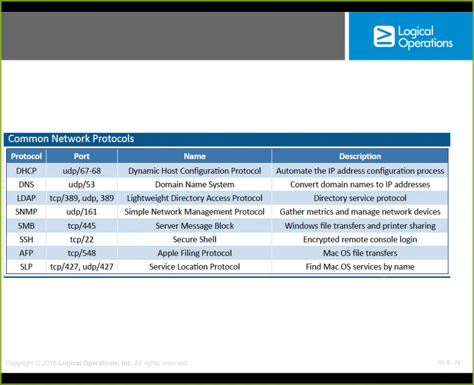The protocols that we've talked about a little bit before, DHCP, DNS, we looked at. LDAP, we talked about. SNMP, and this is another one that comes from Professor Messer. SMB, SSH, encrypted remote console login, the Apple File Protocol, and then SLP, Service Location Protocol, which finds services in the Mac OS services by name that are going on. NetWare used to do that also.